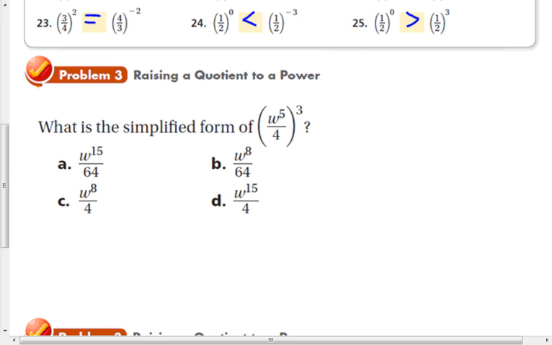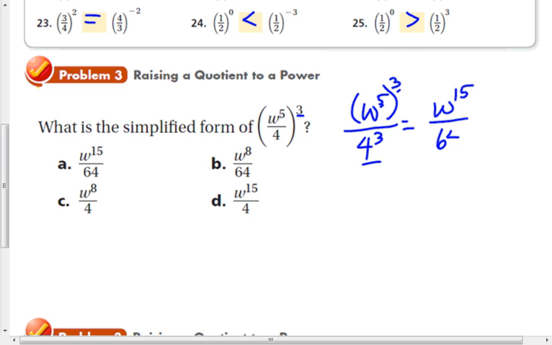All right, so we're going to go ahead and use that property. Remember, this power has to go with both the numerator and denominator, so we're going to do w to the fifth to the third, and we're going to do 4 to the third. And then using the power to power property, we need to multiply those two, so we're going to get w to the 15th over, and we'll simplify 4 to the third. That's the same as 64. And we'll look for that answer, and that gives us answer A. All right, you try that.